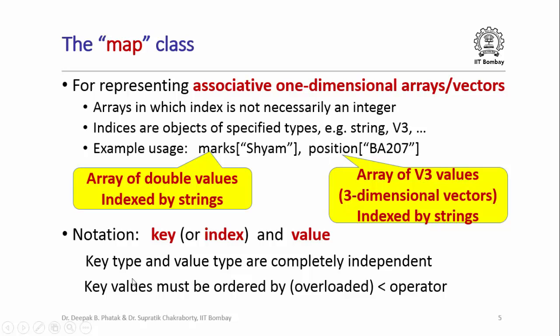Now, in an associative array, the type of the key and the type of the value are completely independent. So it is not necessary that the type of the key be related to the type of the value. But what is very important is that the key values must be ordered by a less than operator, which could be defined by overloading the usual less than operator. We will see more about these in the subsequent slides.